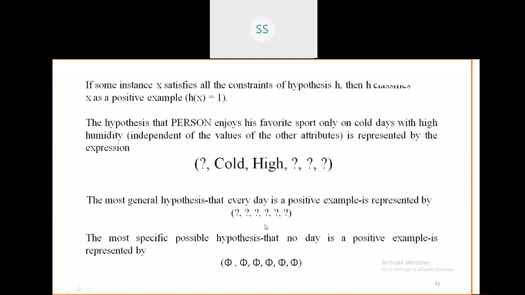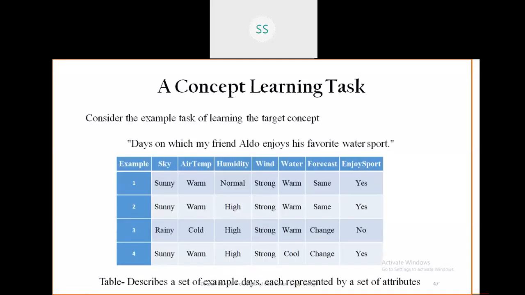So let us go back to the previous line here. If it is sunny, warm, normal, strong, warm, and same, then what I am doing is setting it to 1, which means we are choosing that particular day.